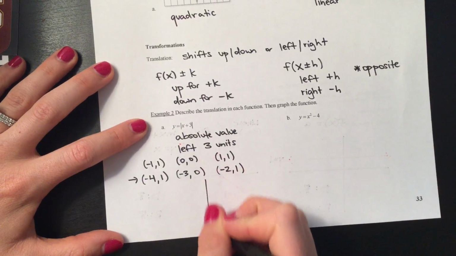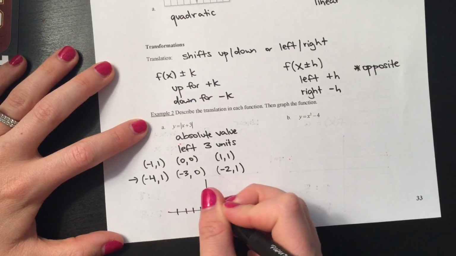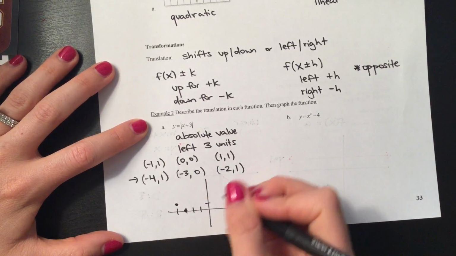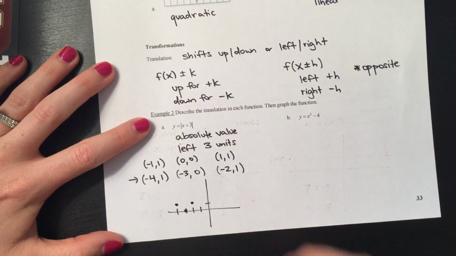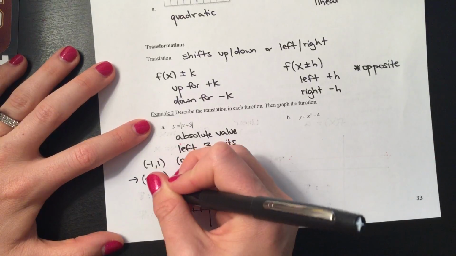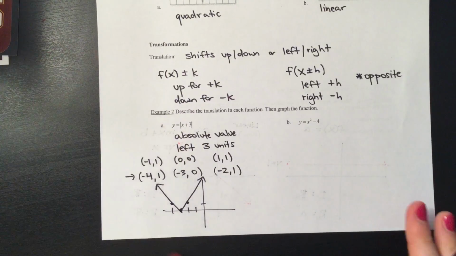points. So let's do that. So negative 4, 1, negative 3, 0, and negative 2, 1 is right here. So you connect the dots, turn it into an absolute value graph, and you can see it looks just like the original function, except it got shifted 3 units to the left.